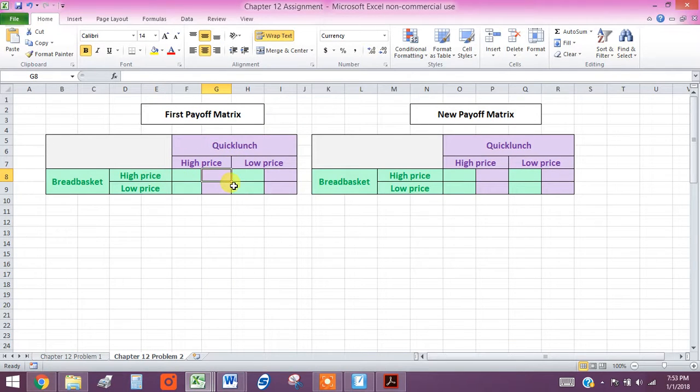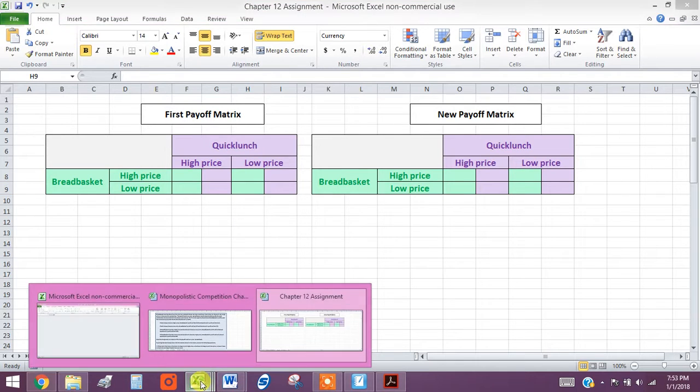So we look at Quick Lunch going from top to bottom in the purple. Their high prices are here and their low prices are here. And Bread Basket is going from left to right in green. Their high prices are here and here, and their low prices are here and here. So let's see what we have.